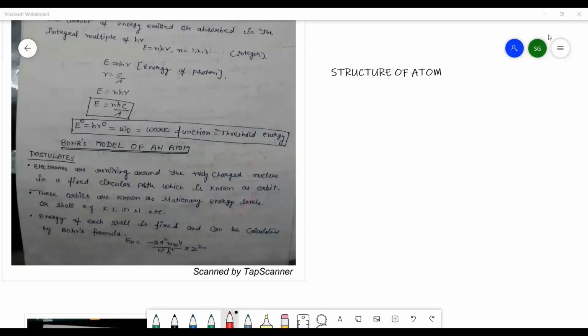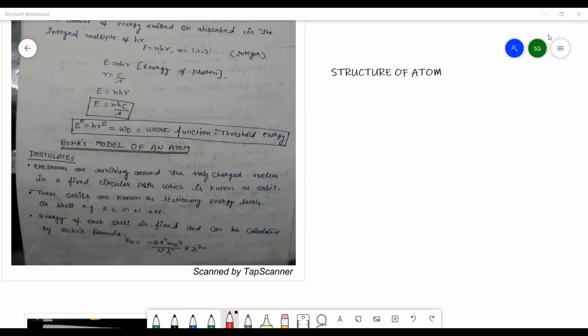Hello everyone. As we are doing chapter 2, class 11, structure of atom. In the previous lecture we discussed the dual nature of light and the dual nature of matter, like the electron, because it is a microscopic particle. Now in this lecture we will discuss Bohr's model of an atom.